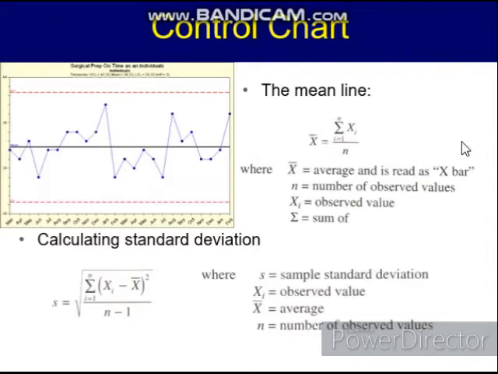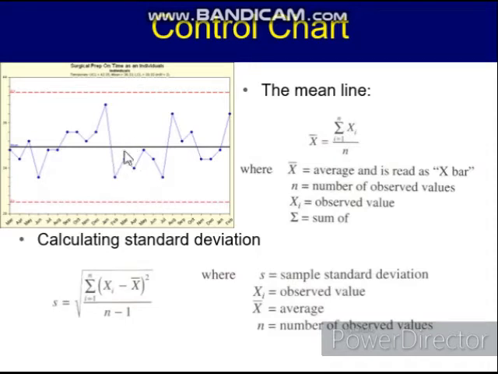Okay, let's look into the equations to be used to calculate the means and also the control charts, control lines. As mentioned just now, the mean line, the average line, the black line, can be calculated by the summation of all x, summation of all data. So you add all these data points and divide by the number of data points. So summation of xi from i equals 1 to n, divided by n.